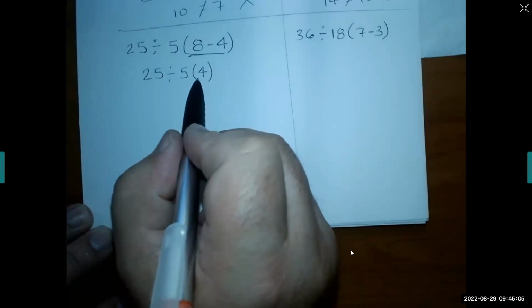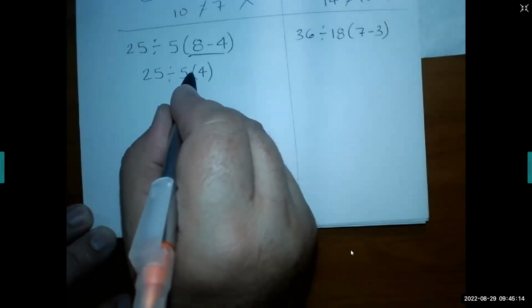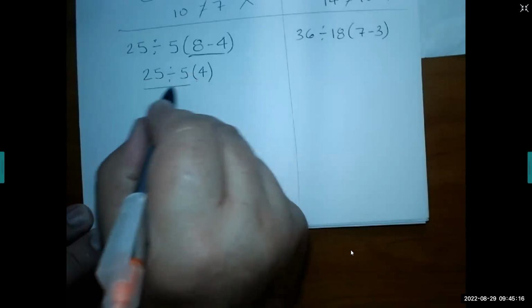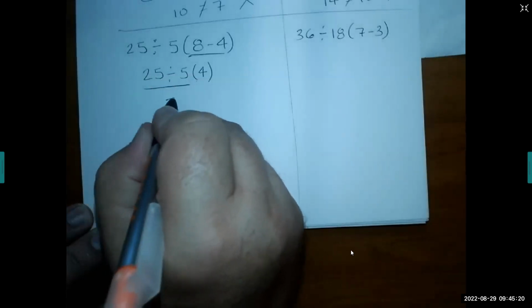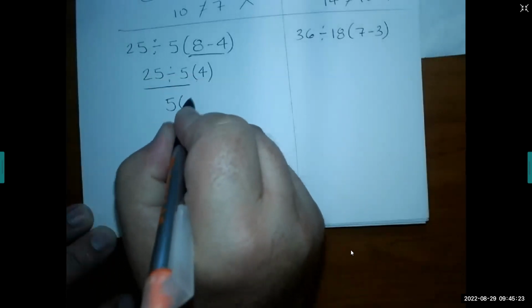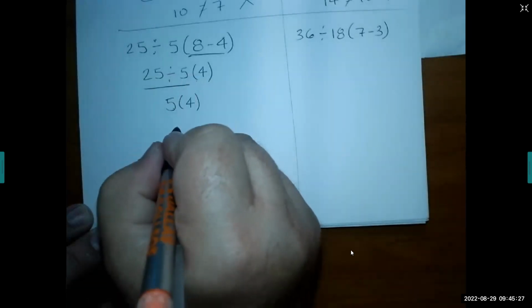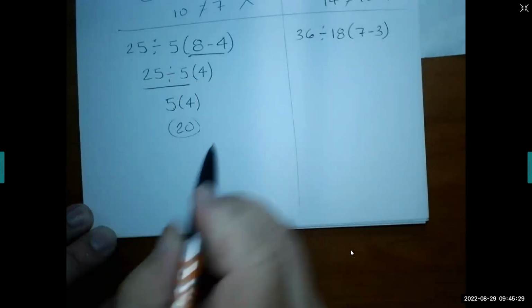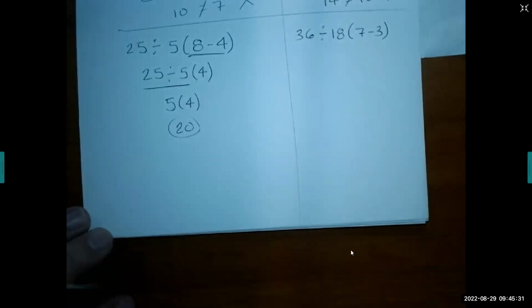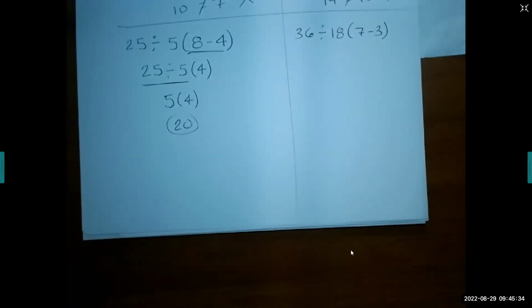So what do you do next? Yeah, reading left to right. Since division and multiplication are the same level of importance, you read left to right, you do this first. 25 divided by 5 is 5. And 5 times 4 is 20. There's your answer. It's always repeating the same process.